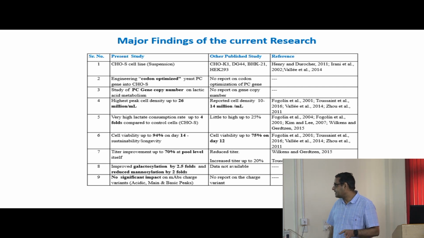Then titer 76 at pool stage. So when we are generating the pool of cells, we got 70% improvement. And here the reduced titer was reported, so we have claimed that. Then galactosylation by 2.5 fold and mannosylation by 2 fold, and data was not available earlier. No significant impact on charge variant. So we did the study again to see, but we got the same results.